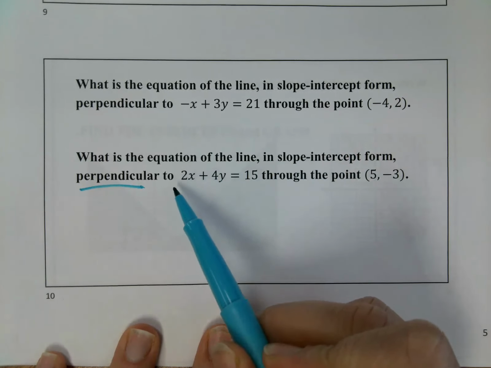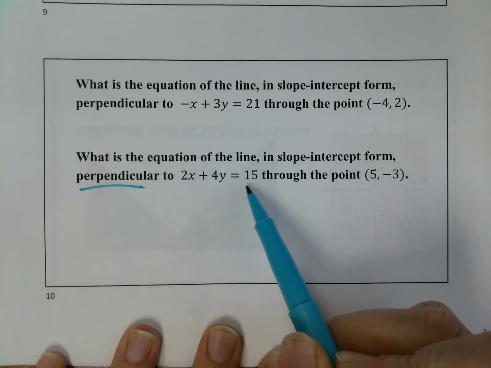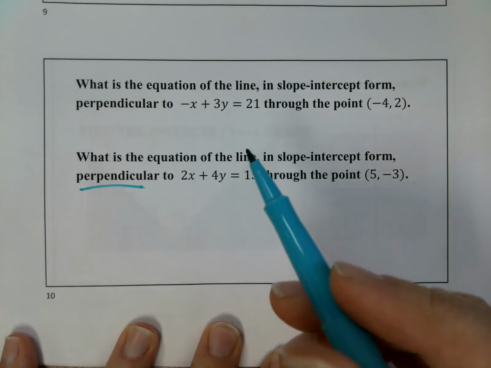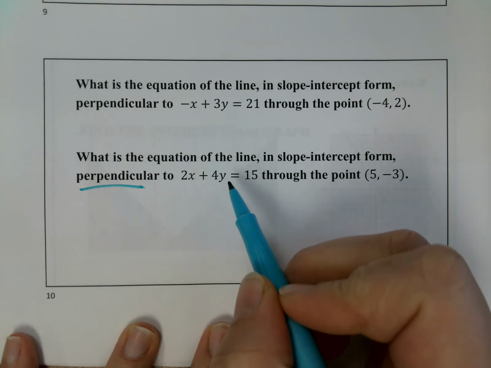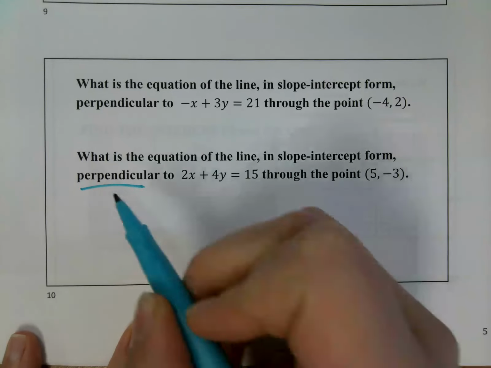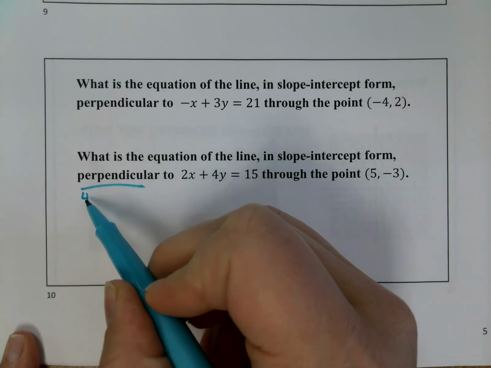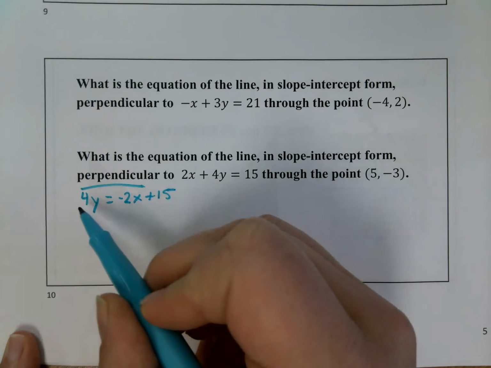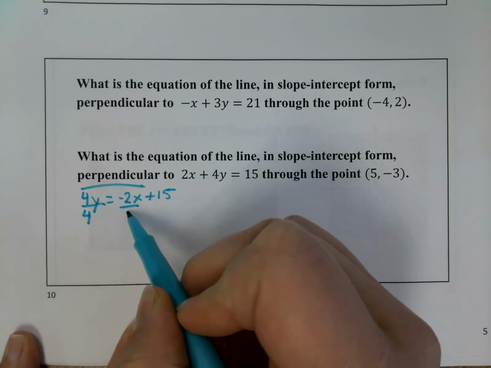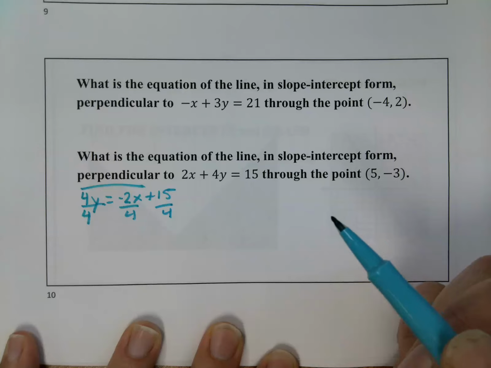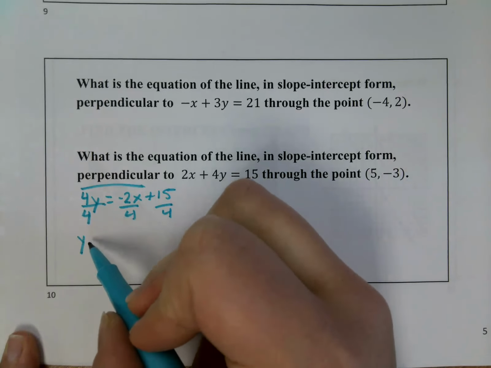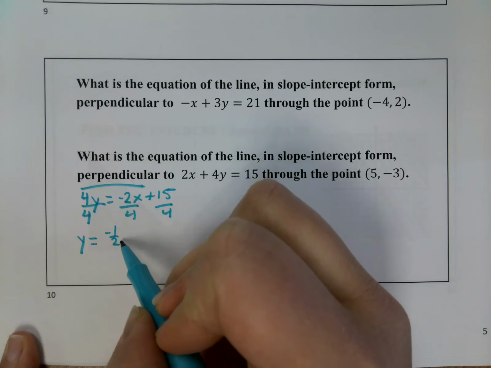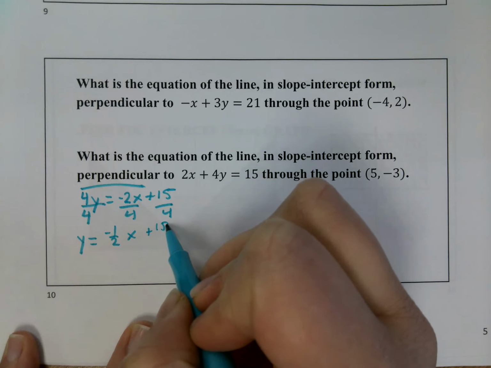First thing you have to do is rewrite this problem so that it's in y equals format. So I have to rewrite this in slope-intercept form. So I'm going to first subtract the 2x over. So I'm going to have 4y is equal to negative 2x plus 15. Divide by 4. You have to divide each term by 4. So now this equation gives me y equals negative 1/2 x plus 15/4.